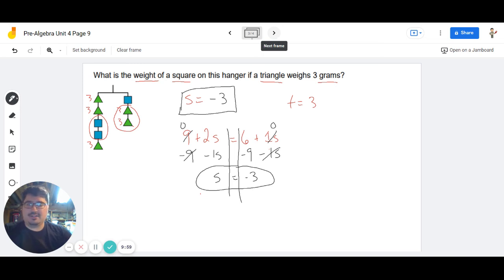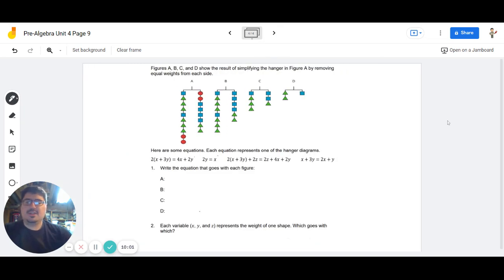And the last question for today's modeling. Figures A, B, C, and D show the result of simplifying the hanger in figure A by removing equal weights from each side. Here are some equations. Each equation represents one of the hangers. Well, I think the easiest is going to be D. So let's see which equation looks the simplest.